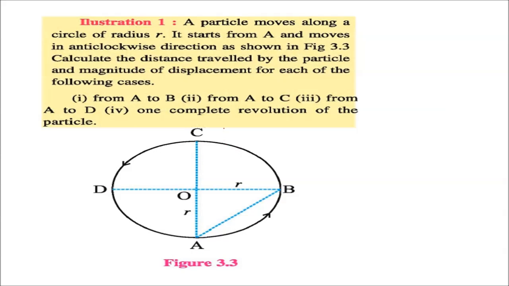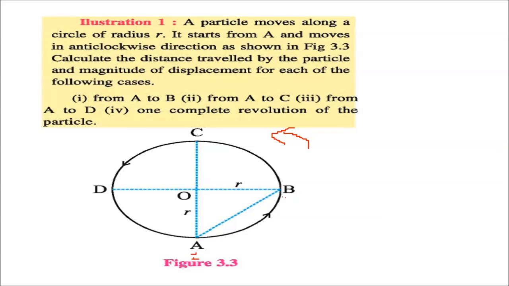So a particle moves along a circle of radius r. It starts from A, anti-clockwise, that is in the opposite way the clock moves. Calculate the distance traveled by the particle and the magnitude of displacement in each of the following cases. So from A to B.